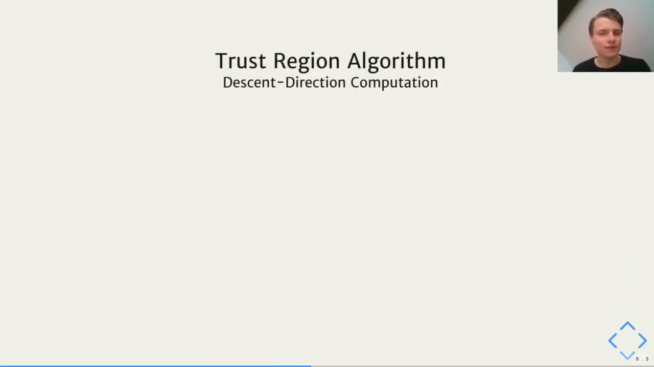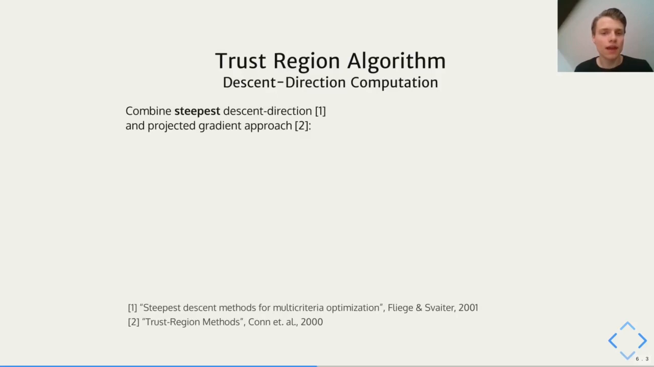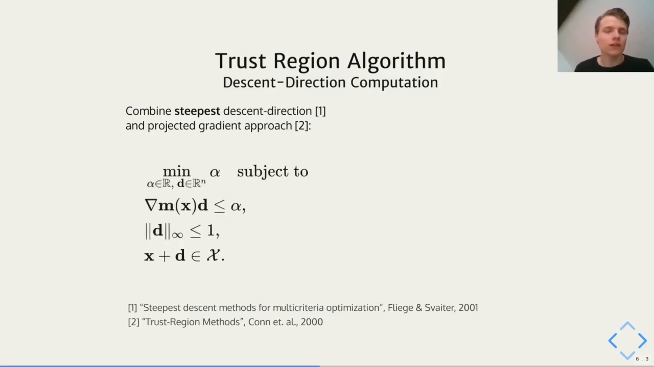I didn't specify how we compute a descent direction yet. To do that, we combine the multi-objective steepest descent direction, as given by Fliege and others, and the projected gradient approach that is also found in single-objective trust region methods for these kinds of constraints. Together, we get an optimization problem that looks like this, and we have to solve it in each iteration of our algorithm. It is a convex optimization problem by assumption on our feasible set.